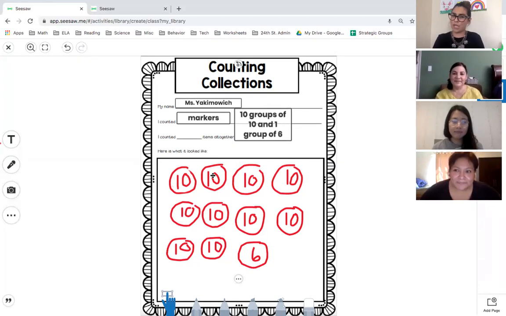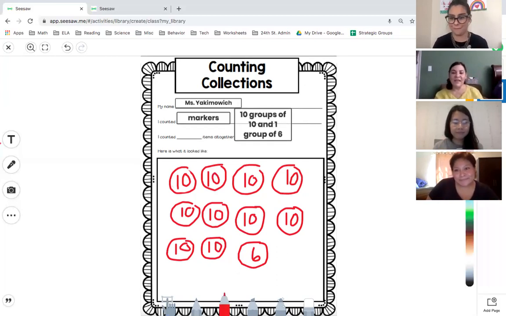But does that tell me my total in my collection? No. We have to count our total, how many items we have all together. Does anyone have an idea of how we can do that? Ms. Hernandez? Well, since I see that we're going to be counting by tens, I think I would count all the tens first, but I have to remember to add that 6 at the very end.